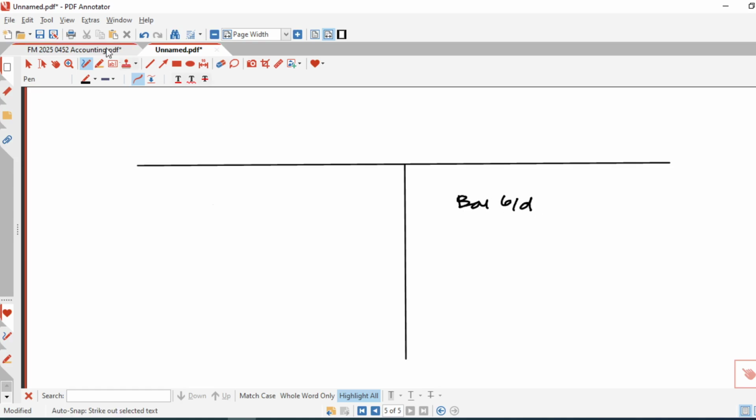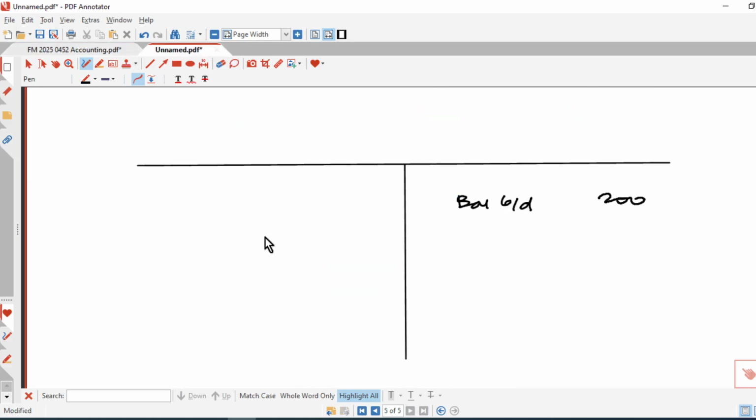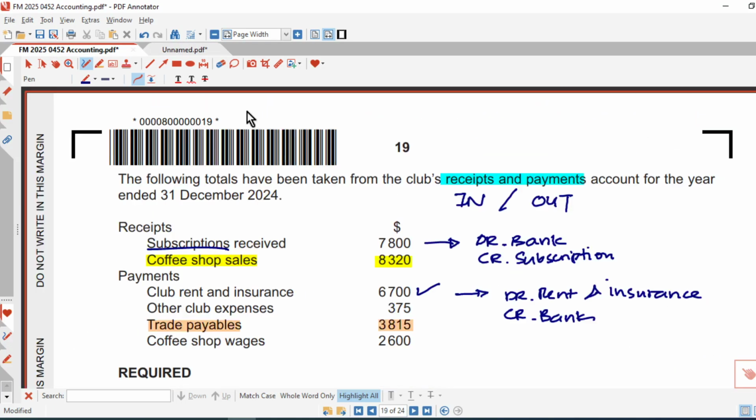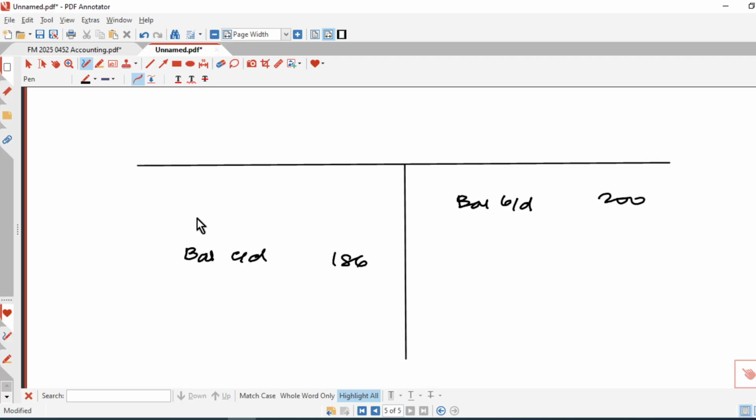So I have my balance brought down of $200. Balance carried down is 186. Since I'm doing a draft, I don't really need to have everything in order. It's just a draft, right? So balance brought down, balance carried down. Let's park the payment to my payables. How do I record this? Money goes out, so credit bank, debit the payables. 3,815.